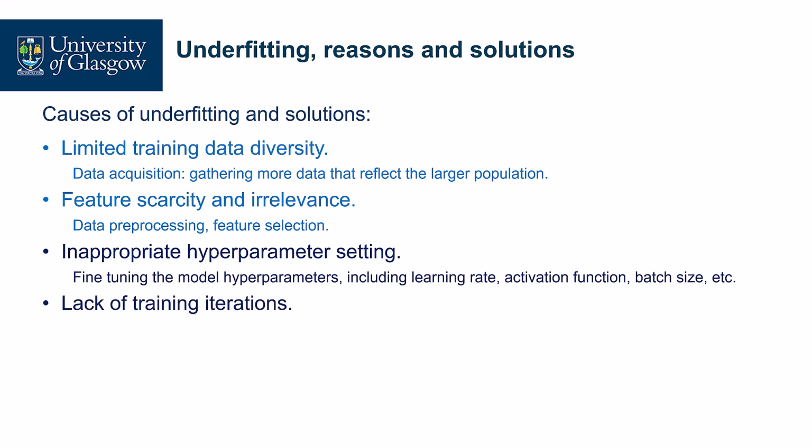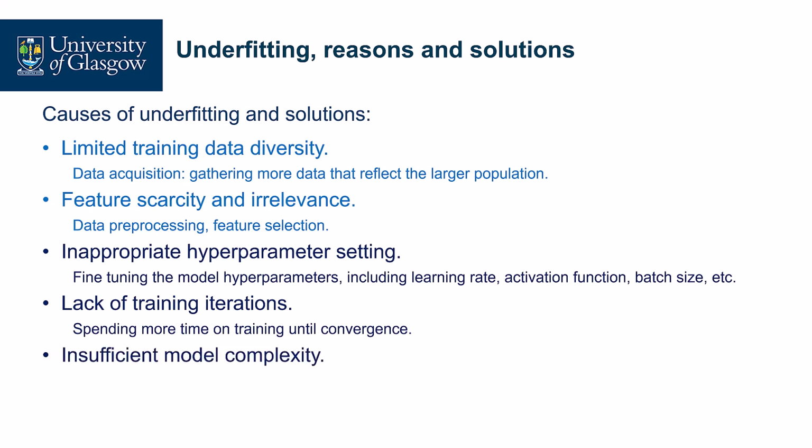Another commonly seen reason is the lack of training iterations. This means the training stops too early, before the loss function converges. So the model is halfway. In this case, we need to spend more time on the training until the loss function converges.